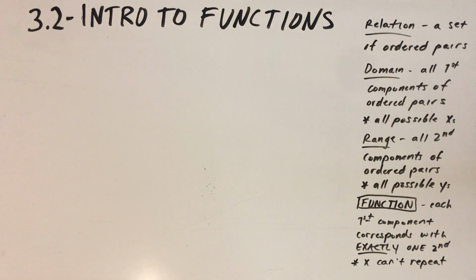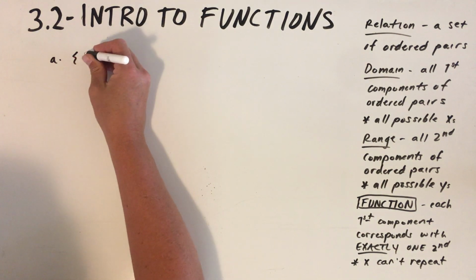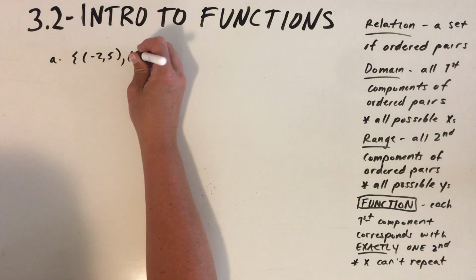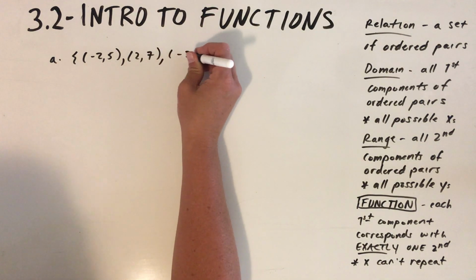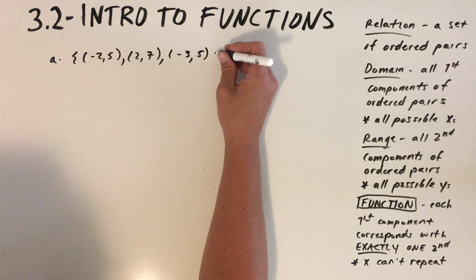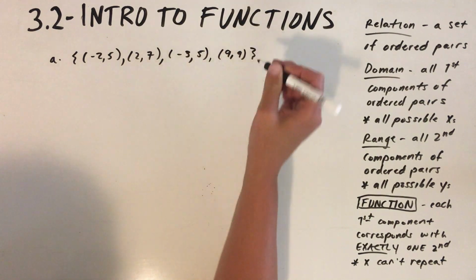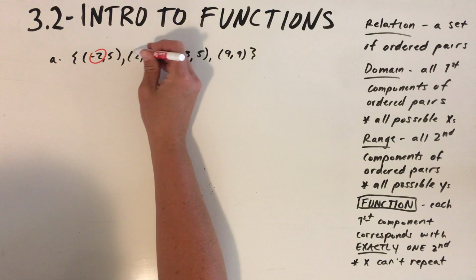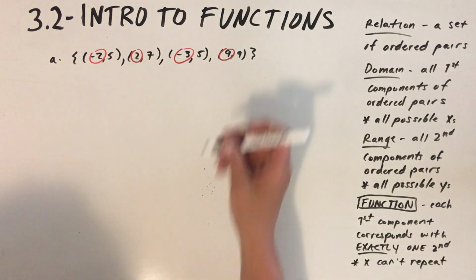All right, so determine whether the following relations are also functions. For A, we have the ordered pairs of -2, 5, 2, 7, -3, 5, and 9, 9. So as I'm looking at this, there is no x value that repeats. So this is indeed a function.